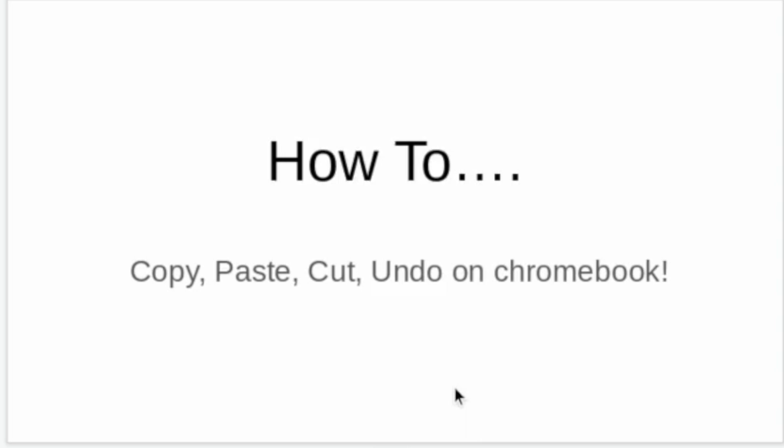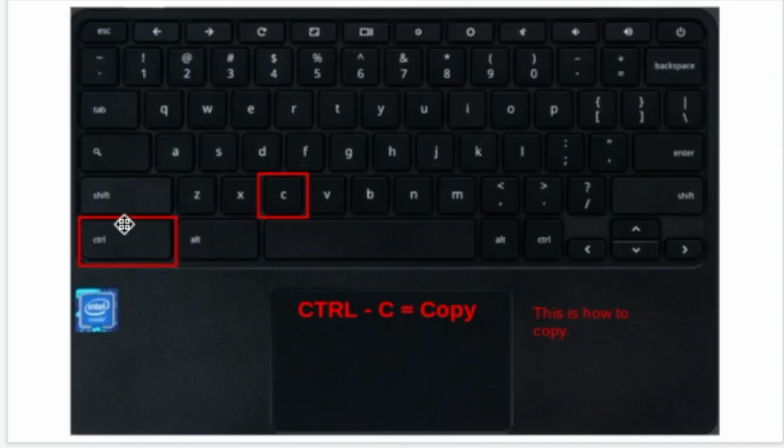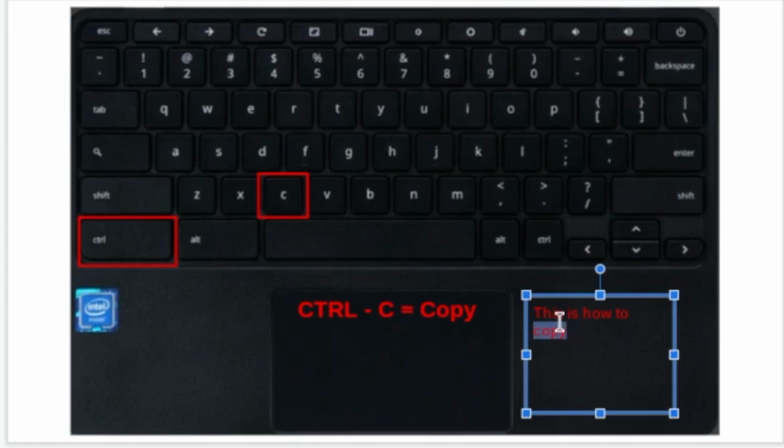Pretty simple one. Today I'm going to show you how to copy, paste, cut, and undo on Chromebook. To start off, in order to copy, you hit Control-C. So, you are going to select the text that you want to copy, and then you're going to hit Control-C.